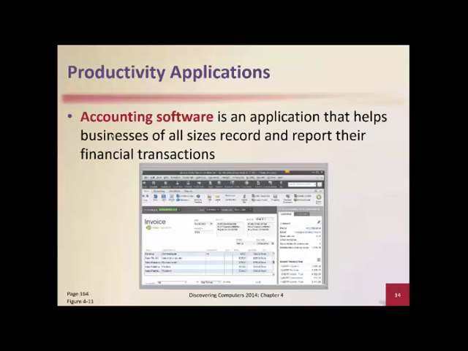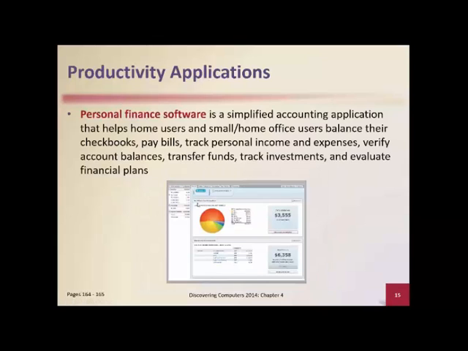Accounting software is an application that helps businesses of all sizes record and report their financial transactions. So this is accounting software. Personal finance software. This is something like Quicken. Personal finance software is a simplified accounting application that helps home users or small home office users balance their checkbooks, pay bills, track personal income and expenses, verify account balances, transfer funds, track investments, and evaluate financial plans. Again, Quicken would be a good example of this.